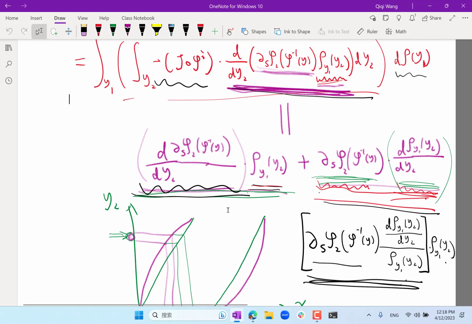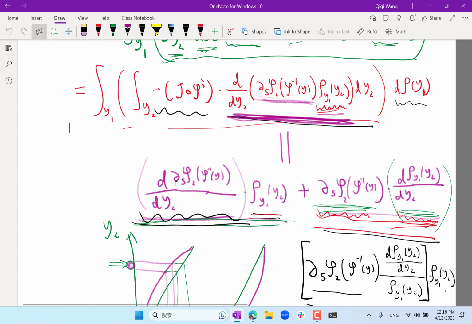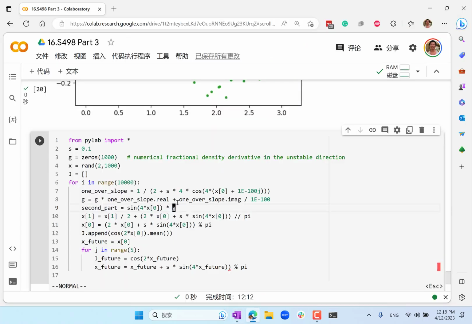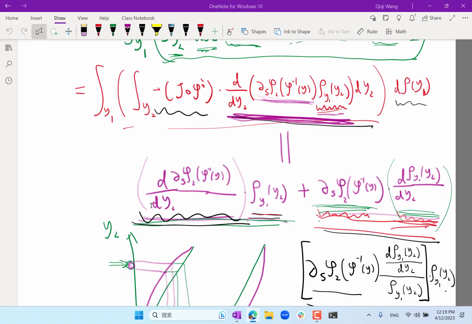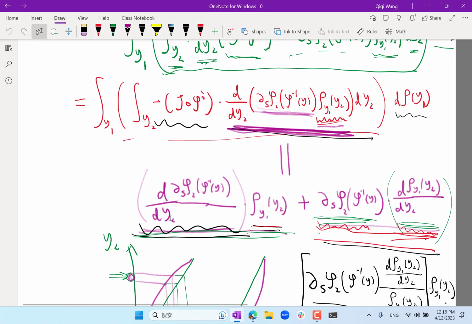Okay, the first part would also need the derivative of the perturbation itself with respect to y, which we have to make a change of variable.